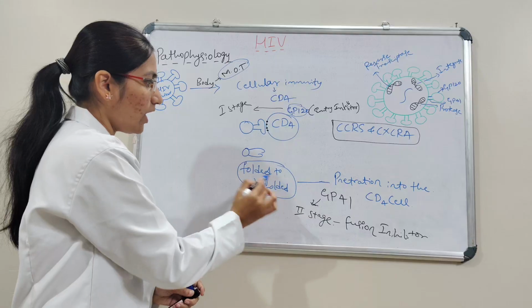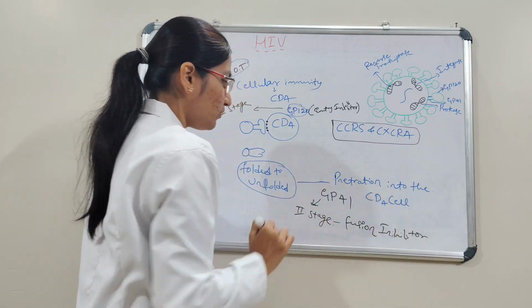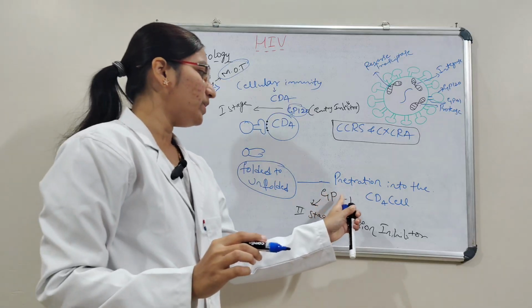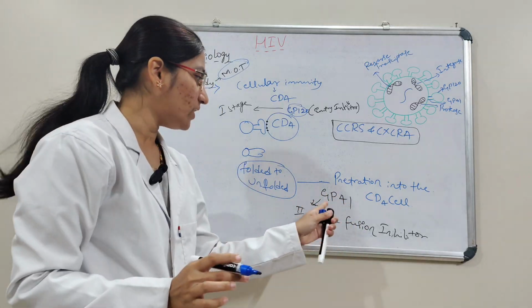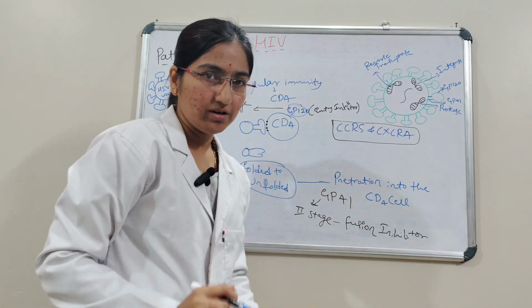After that, it unfolds, in the sense that it becomes direct penetration into the CD4 cells. That is GP41, glycoprotein 41, and this is the second stage. This one is called a fusion inhibitor.